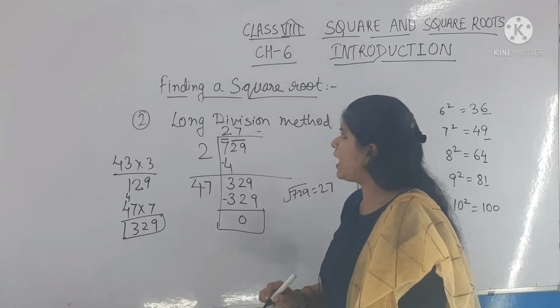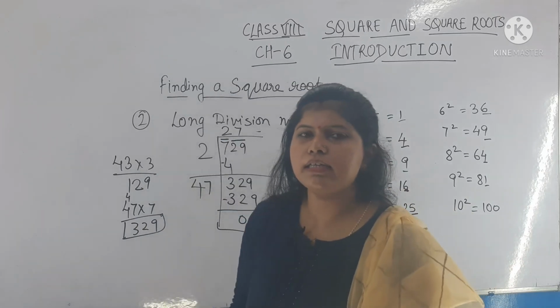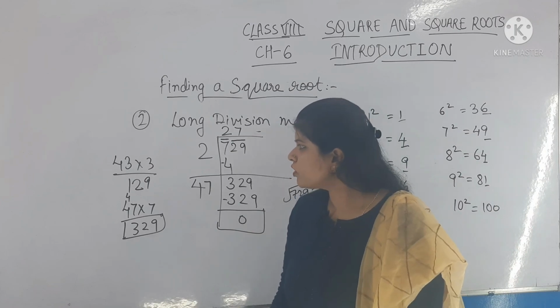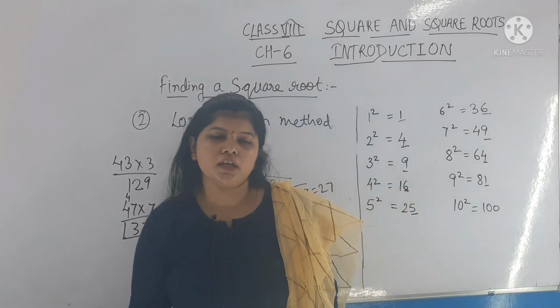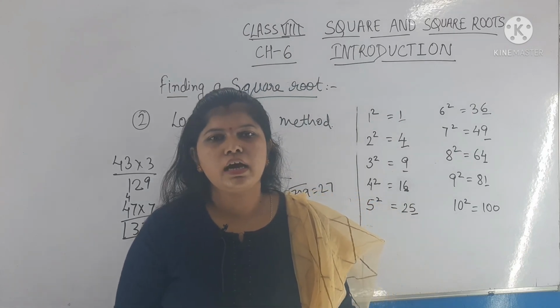So we have seen two methods for finding a square root, that is the prime factorization and the long division method. Whichever is easy, you can choose any one. So I hope you understood up till here.